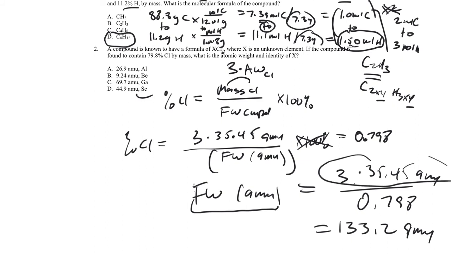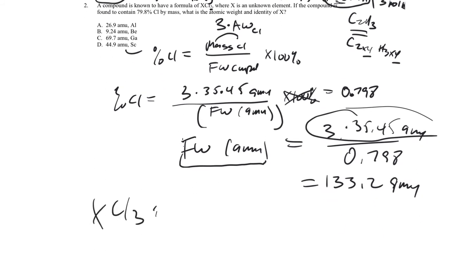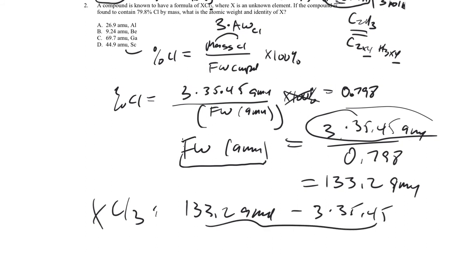My thought is, if I can just subtract the mass of those 3 chlorines, I'm left with X. So if the formula is XCl3, if I take 133.2 AMU minus 3 times 35.45, that's going to be the mass of X, or maybe more appropriately, the atomic weight of X. So we do 133.2 minus 35.45 times 3, which is 26.9 AMU.